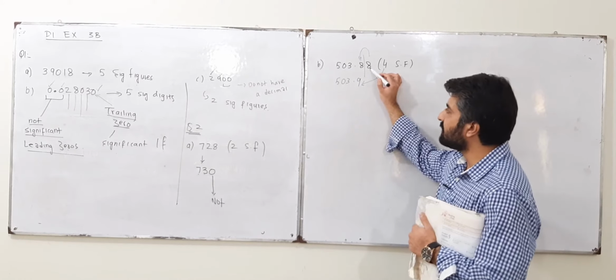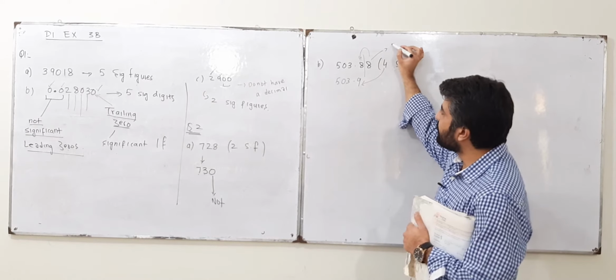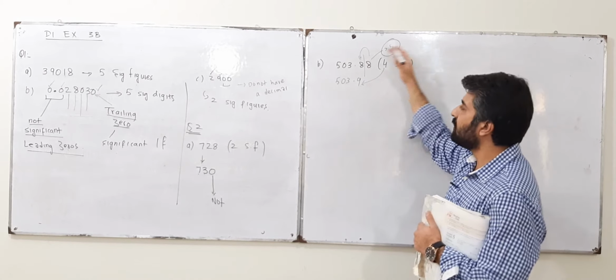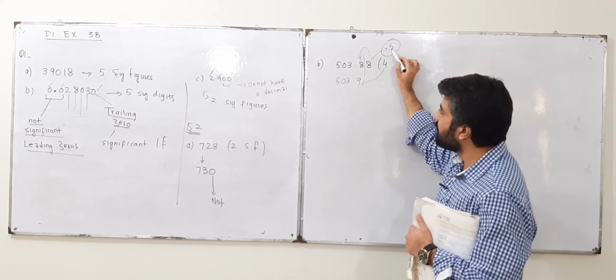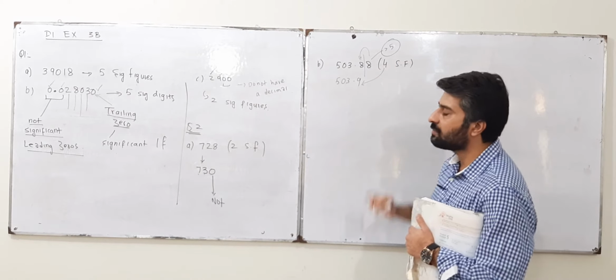By eliminating this 8, you have increased this one because this 8 is greater than 5, and the rule says if the number which is to be eliminated is greater than 5 or 5, then increase the previous number by 1. So 8 is increased by 1, it becomes 9.